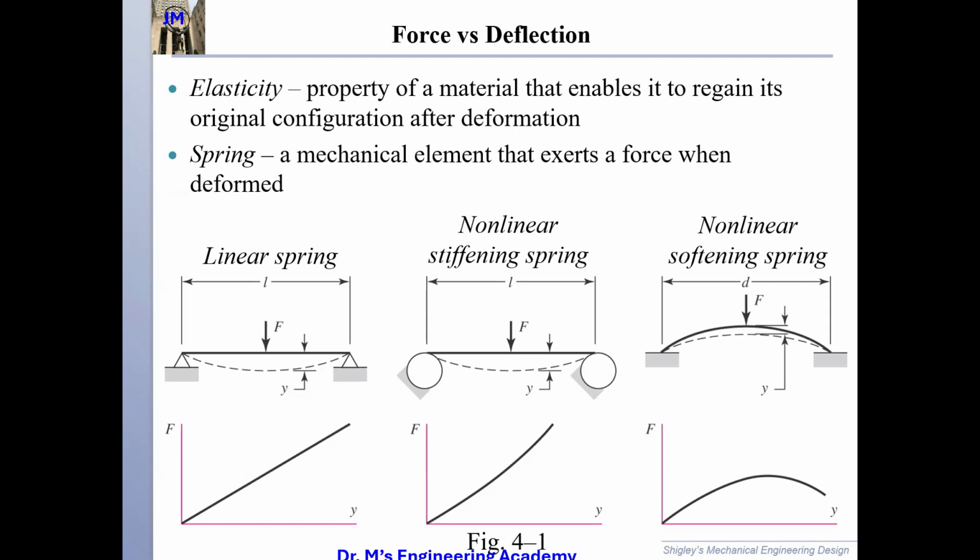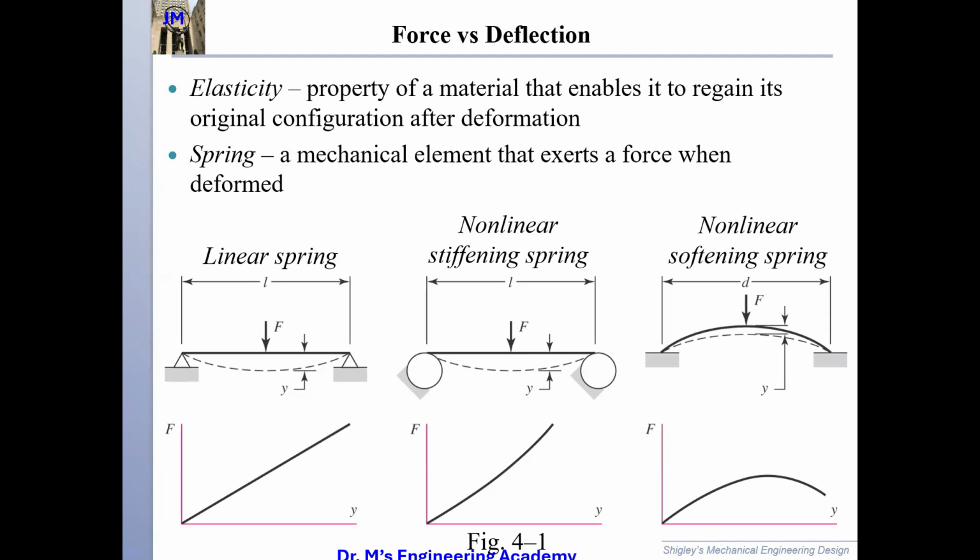Here the spring is a commonly used mechanical element that exerts a force when deformed. We can just treat this beam as a spring. This is a linear spring. If you apply this concentrated force in the center, we will see it deforms this way, and this is the deflection of the point at which we apply the load. If this is elastic, F and Y change proportionally, a straight line.